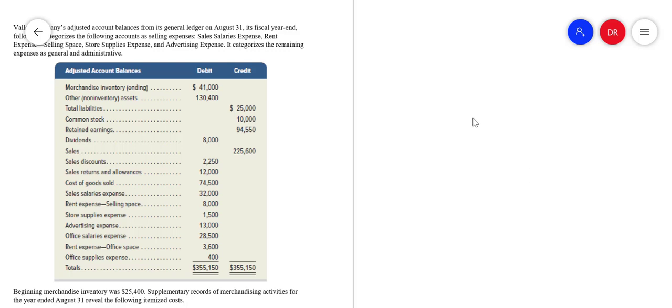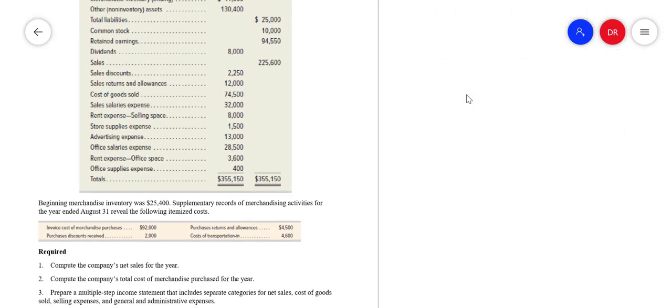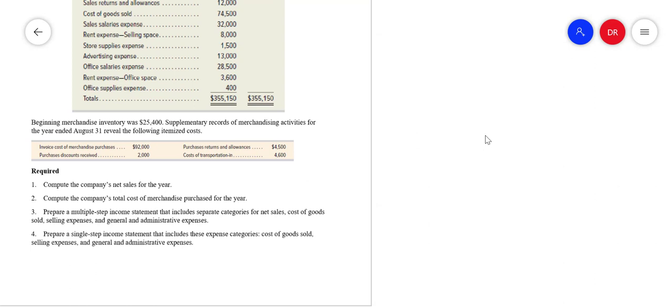So to start with here, we're going to take a look at Valley Company's adjusted account balances from the general ledger on August the 31st. Okay, so they're adjusted. They're ready for financial statements. They also give us beginning merchandise inventory and a list of items related to inventory transactions. They ask us to compute the net sales for the current year. Then they ask us to calculate the total cost of merchandise purchased for the year. And then they want a multiple step income statement and finally a single step income statement.